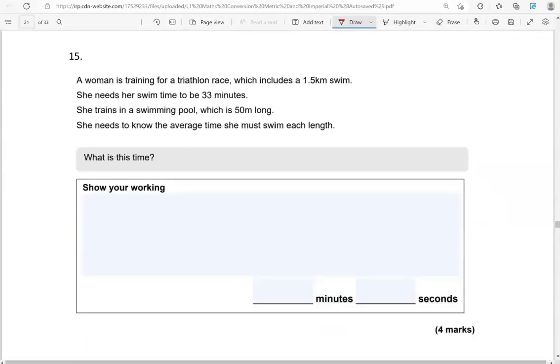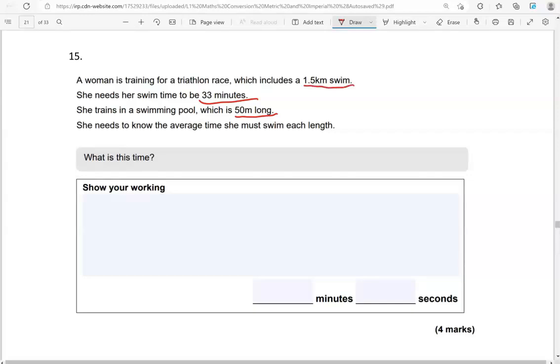A woman is training for a triathlon race, which includes a 1.5 kilometer swim. She needs her swim time to be 33 minutes. She trains in a swimming pool which is 50 meters long. She needs to know the average time she must swim each length. What is this time? So it's a 1.5 kilometer swim.